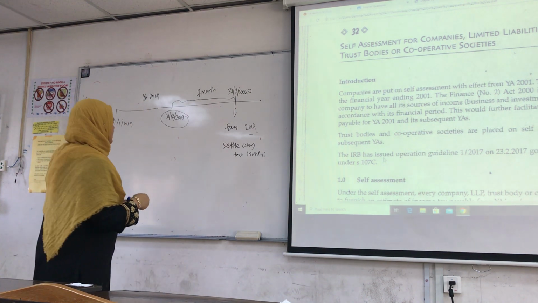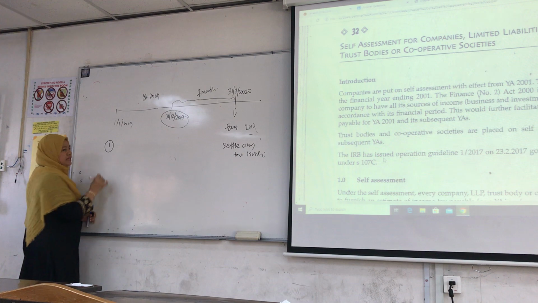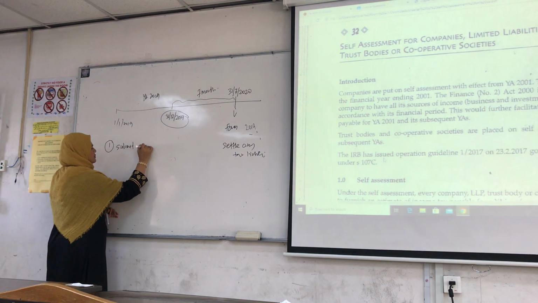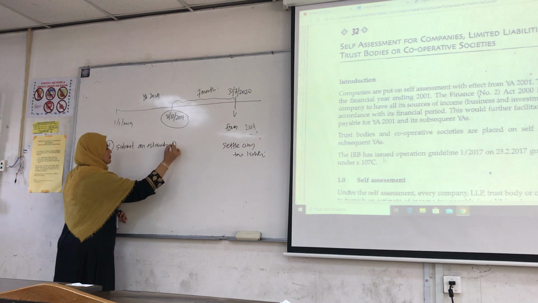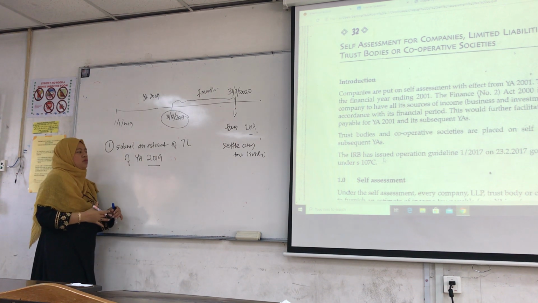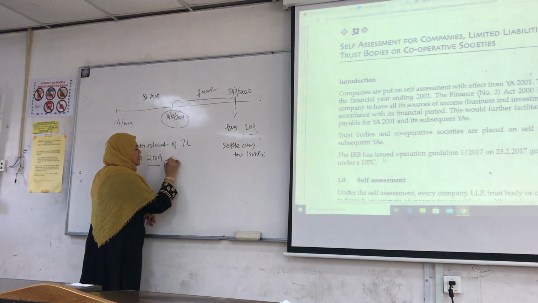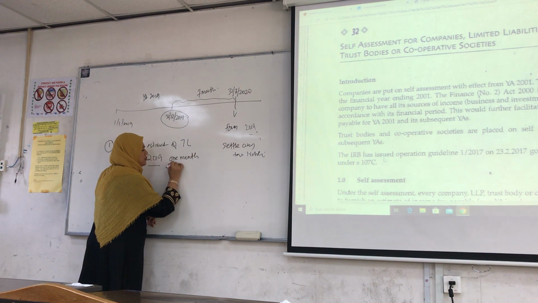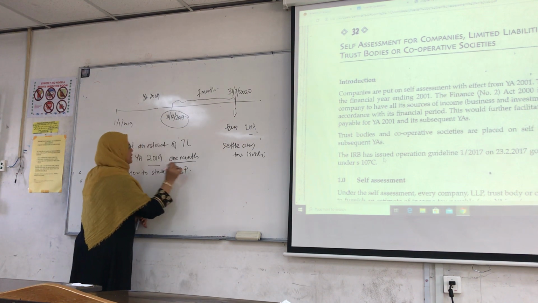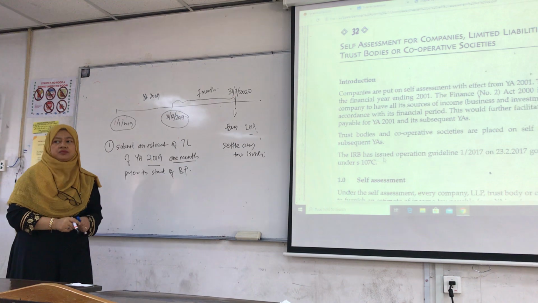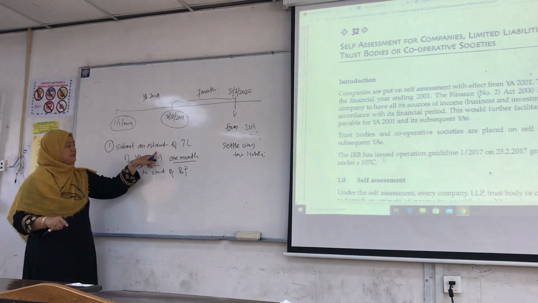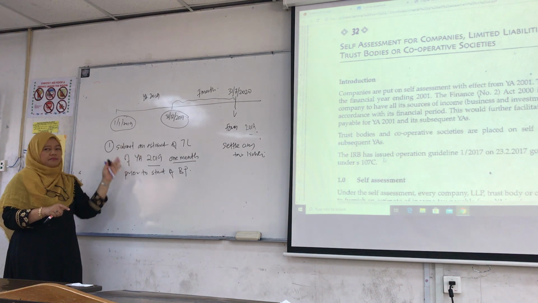In terms of the responsibility, let's look at number 1. Companies are required to submit an estimate of tax liability of YA, in this case 2019, or in the case of any year of assessment, 1 month prior to the start of the basis period. So when does your basis period start? In this case, you start on 1st of January 2019, and the law requires you to submit an estimate of tax liability for 2019 1 month before you start.